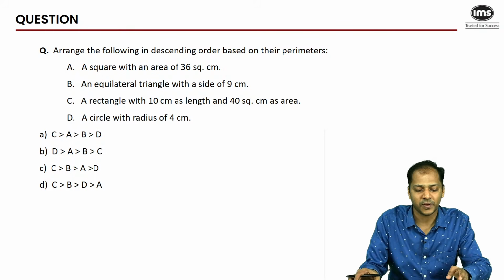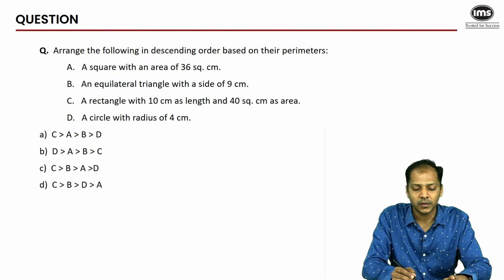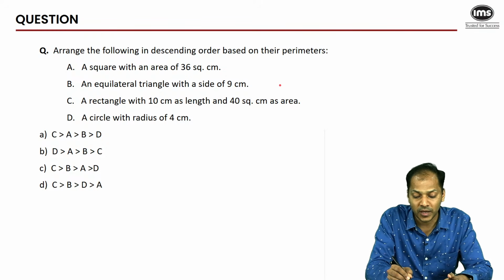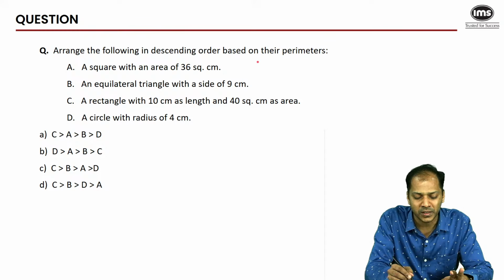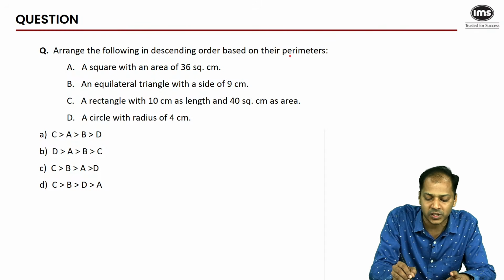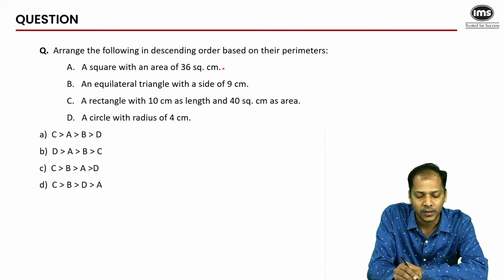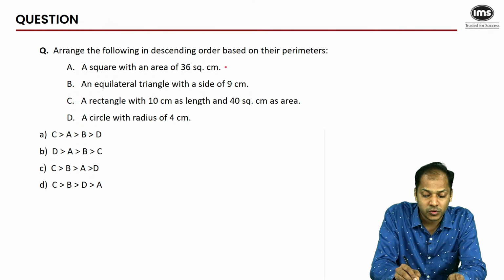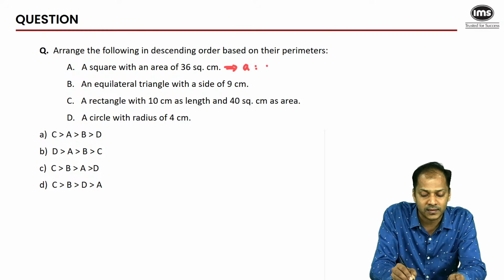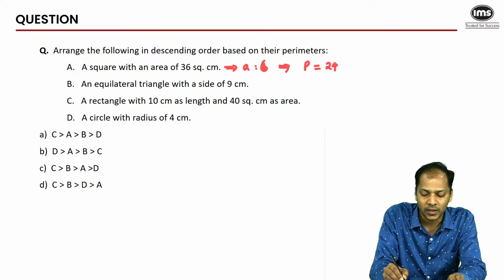Okay, let's begin. I think this is a very straightforward question. You've been given these shapes and some parameters, and you need to arrange them in descending order of their perimeters. Square with an area of 36: 6 squared is 36, so the side is 6, and the perimeter is 6 into 4, that is 24. An equilateral triangle with side 9: the side is already given, so the perimeter is 27.